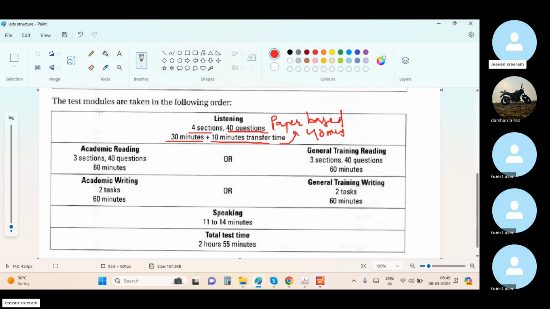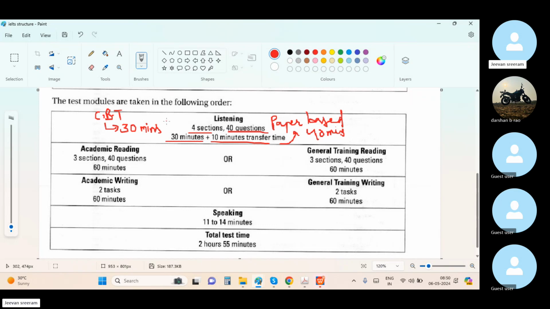But on the computer-based test, CBT, listening lasts only 30 minutes. Right? Because there is no transfer of answers from the question paper to the answer sheet, which you can see in the paper-based test. So in the computer-based test, the listening module lasts only 30 minutes. You must remember this. While you are practicing on IELTSonlinetest.com, the listening lasts 40 minutes.